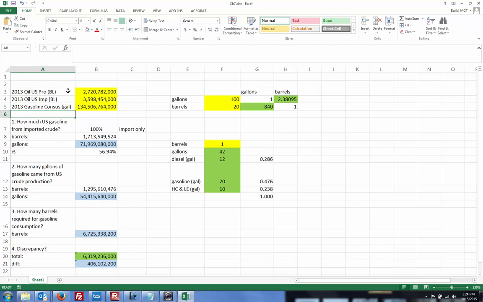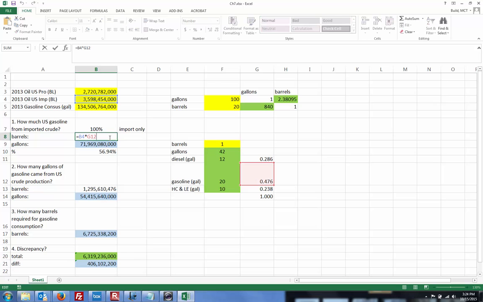Now, the first question asks, how much U.S. gasoline was used from imported crude? And to do that, there's a couple ways to do it. One kind of slick way that we went about it was to say, well, if this is the total import here, and we know that of a barrel of gasoline, about 47%, 48% of a barrel, 47% is turned into gasoline.